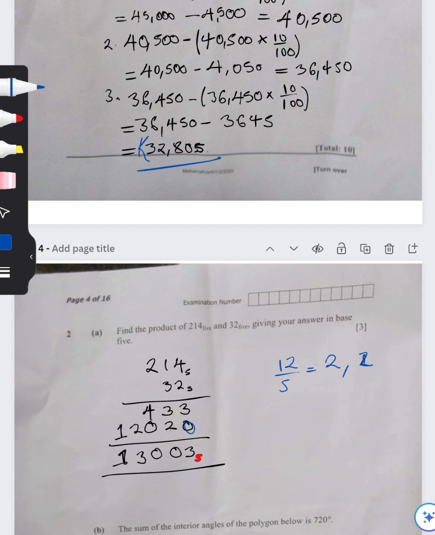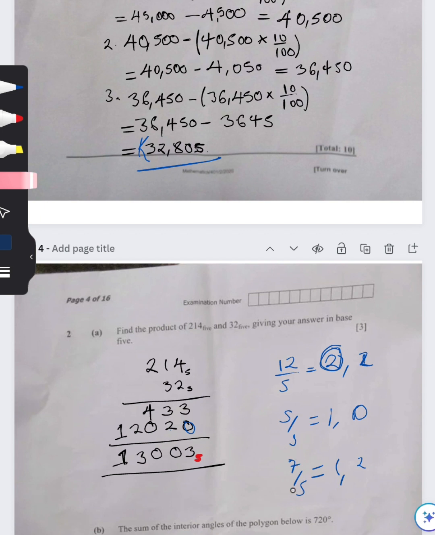So I write 2 and carry 2. Now 3 multiplied by 1 is 3, plus this 2 that I carried is 5. How many 5s are in 5? 1, remainder 0. So I write 0. Now 3 multiplied by 2 is 6, plus 1, 7. Okay, how many 5s are in 7? 1, remainder 2. So I write a 2 and carry 1.